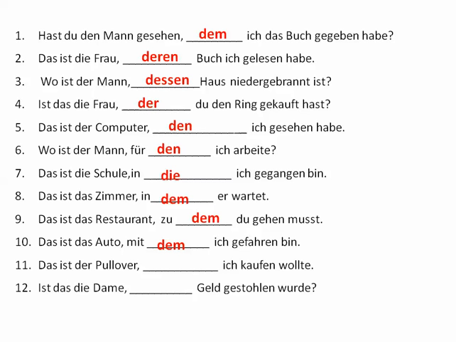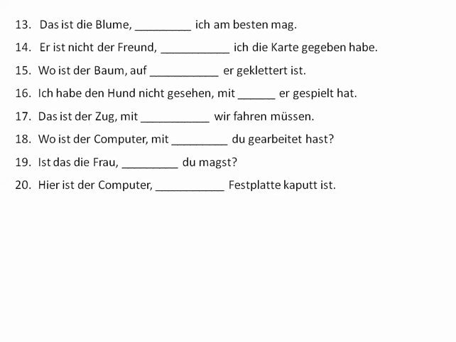Das ist der Pullover, den ich kaufen wollte. That's the sweater that I wanted to buy. The sweater being the direct object. Ist das die Dame, deren Geld gestohlen wurde, whose money had been stolen or had become stolen? Okay, a few more examples here. Das ist die Blume, die ich am besten mag, that I like the best. Das ist nicht der Freund, dem ich die Karte gegeben habe. He is not the friend to whom I have given the card or ticket.